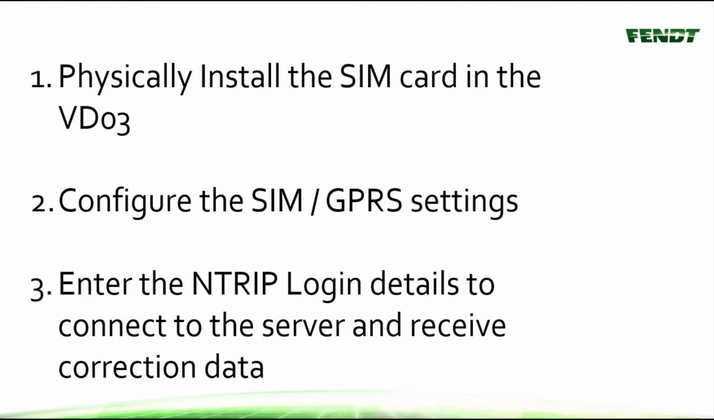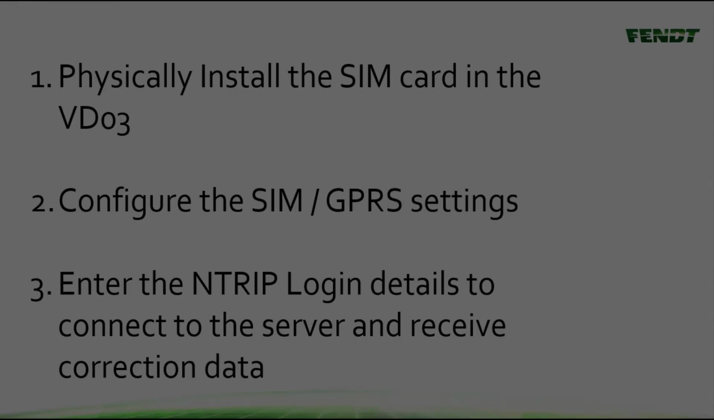Firstly, we need to install the SIM card. Secondly, we need to configure the SIM to establish an internet connection, and thirdly, we need to log on to the server to receive the correction signal.